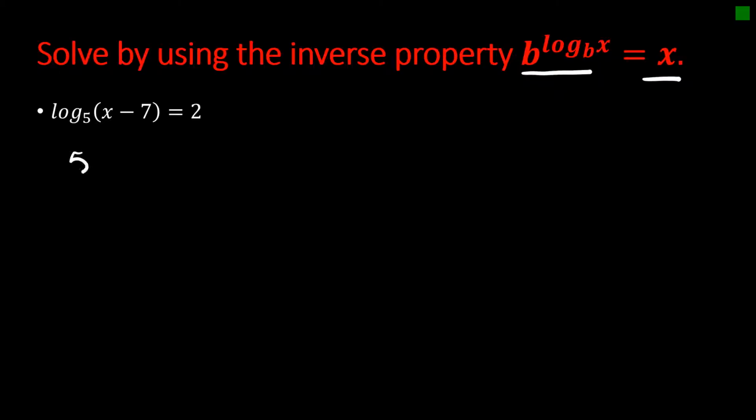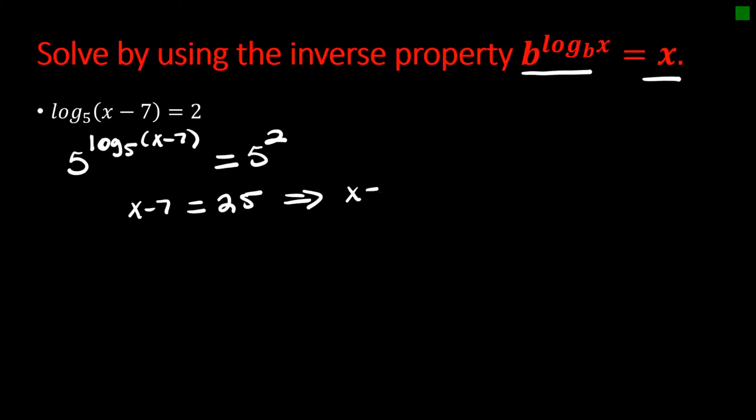And let's apply the base of 5 to both sides. So we have 5 to the log base 5 of x minus 7 equals 5 squared. So if you remember the property, 5 to the log base 5 of whatever that argument is, that argument of x minus 7. So we have x minus 7 equals 25. Or when we add 7 to both sides, x equals 32.